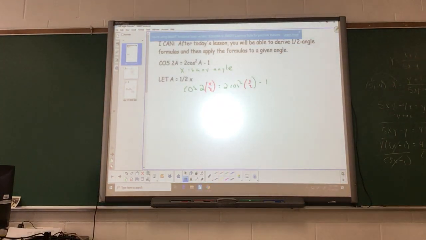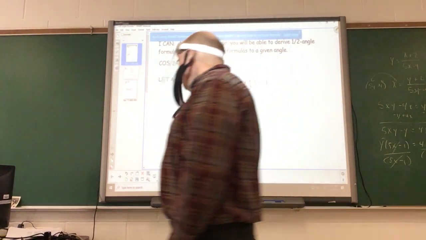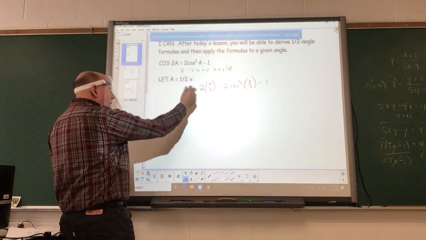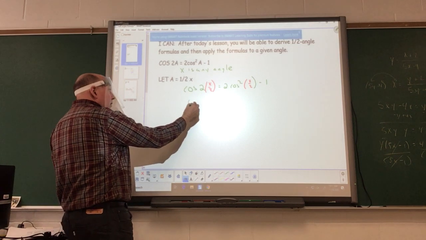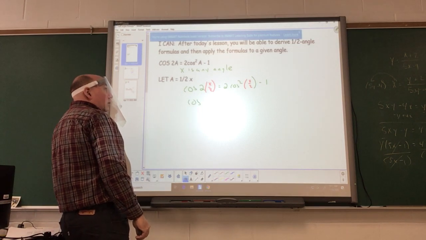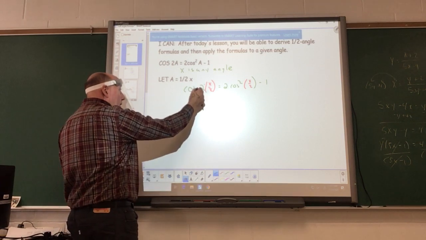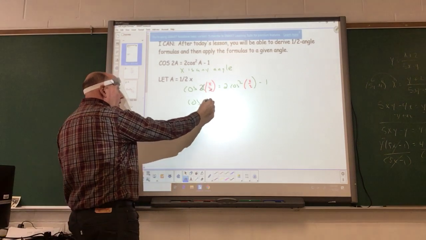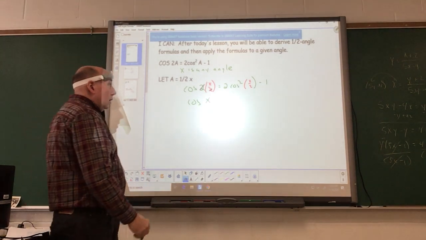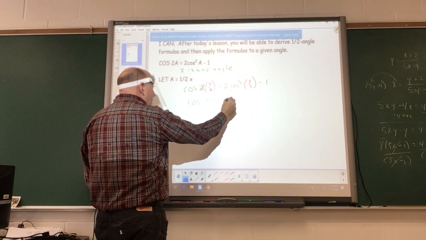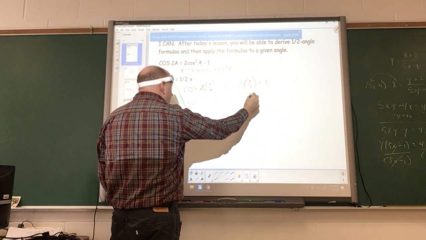So wherever I see an a, I'm putting in half x. Well, if I multiply 2 times a half x, what do we come up with? What happens to our 2's? They disappear, they go away, so we're just left with x. So we're left with x is equal to 2 cosine squared of x over 2 minus 1.